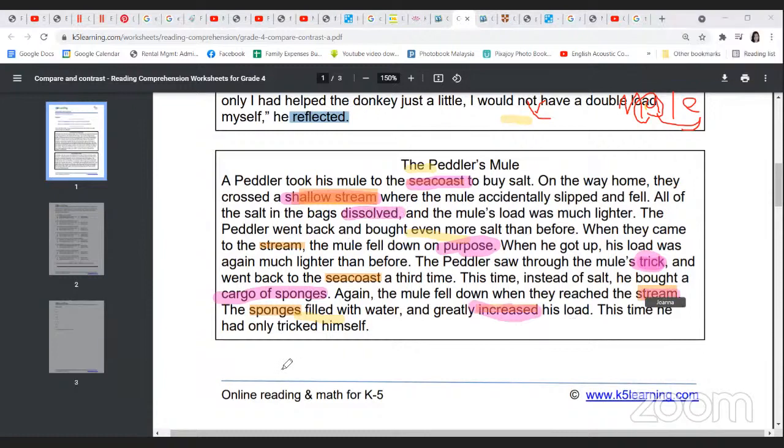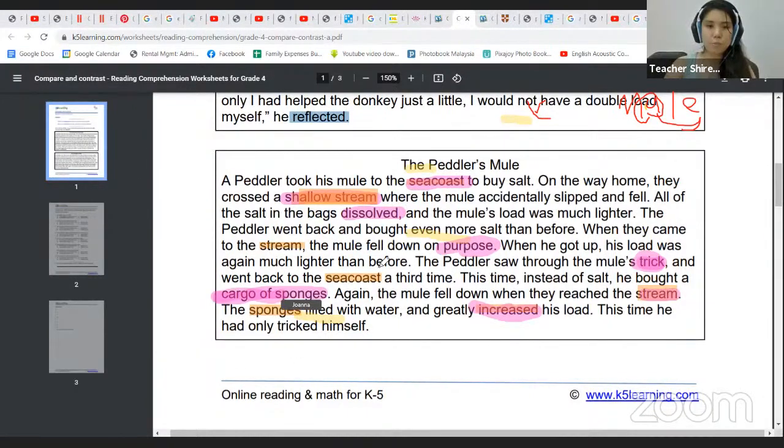Okay, very well done. Your reading is very smooth, Charlie. Wow, so many words this time. A peddler took his mule to the sea coast to buy salt. 那个小贩就带那个 mule to the sea coast. Coast is normally beside the sea. So beside the sea to buy the salt.